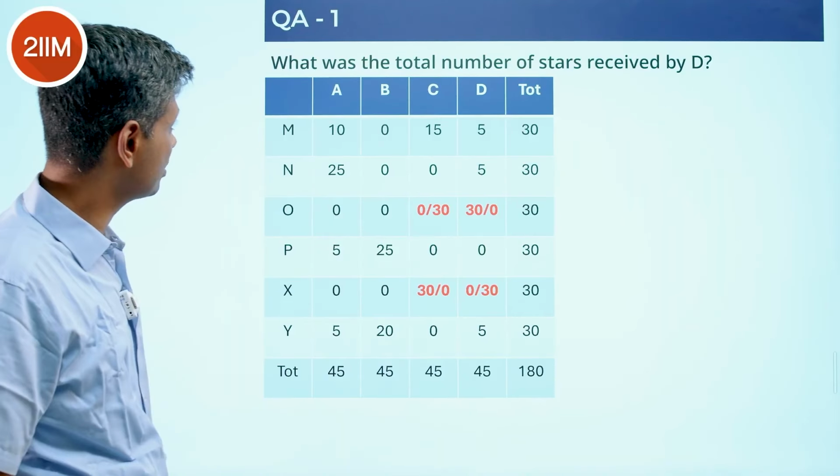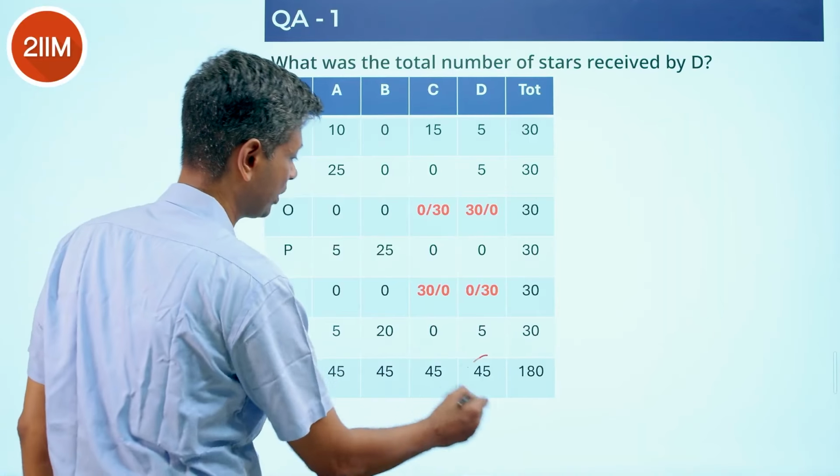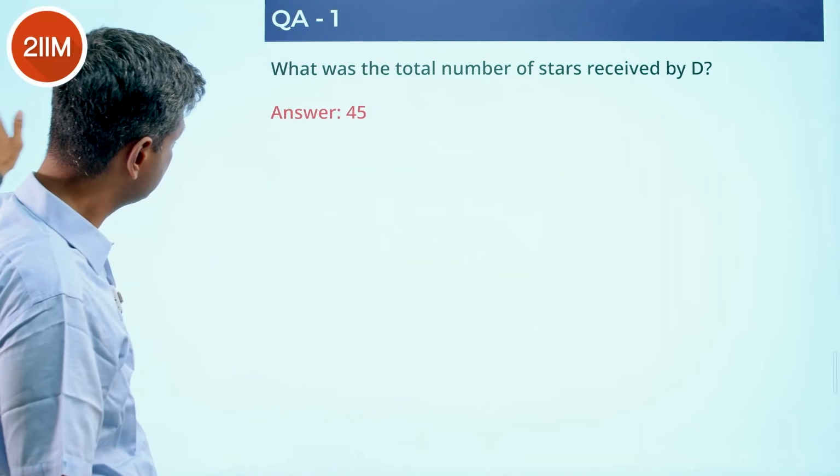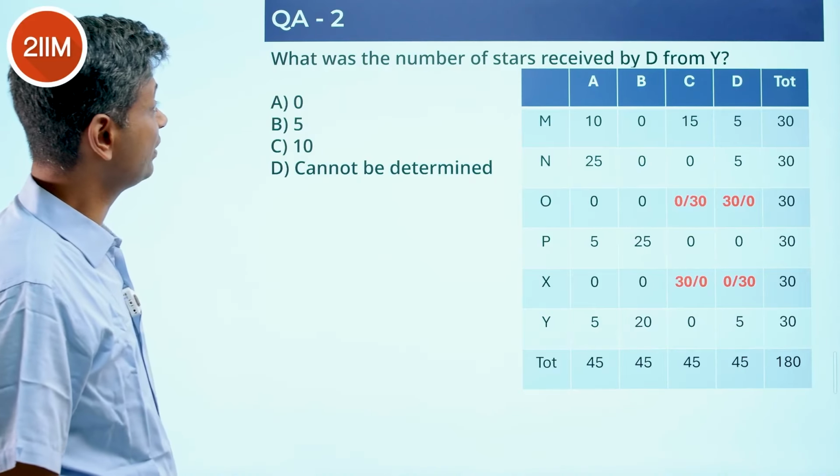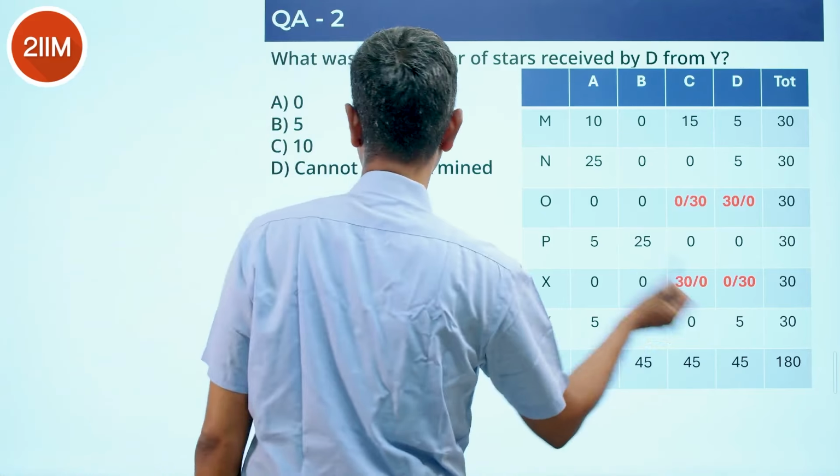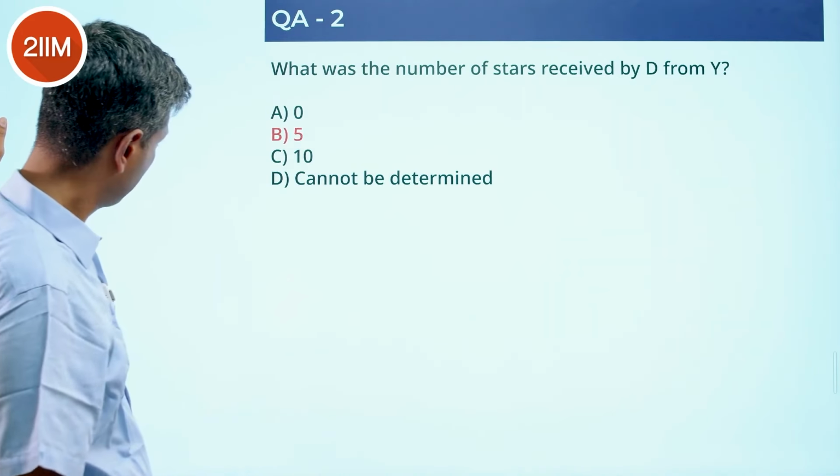What are the total number of stars received by D? Each one gets 45. Done. Freebie. What are the total number of stars received by D from Y? D from Y, 5. Done.